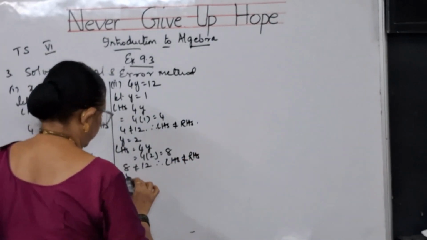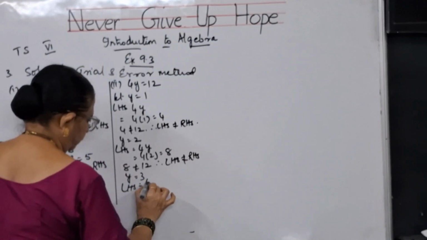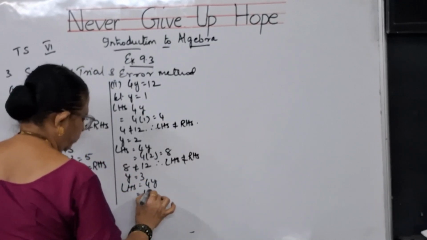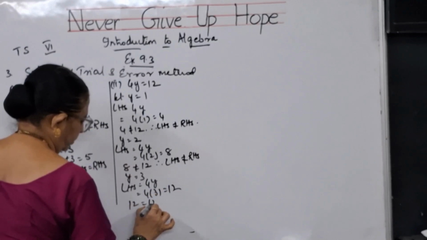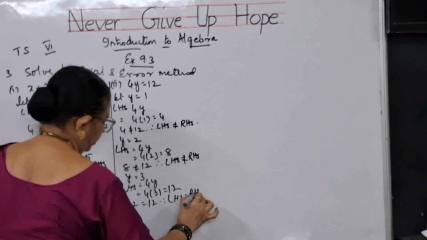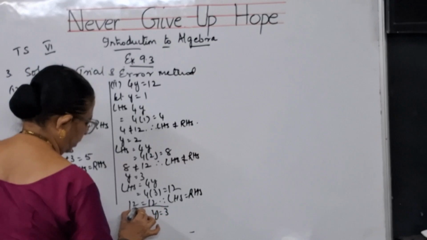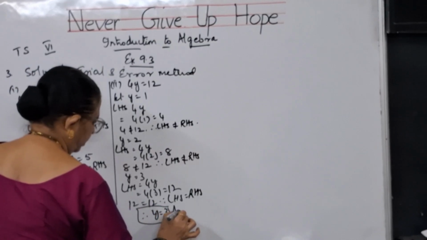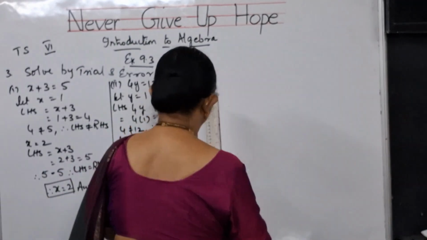Next, y is equal to 3. LHS 4y, 4 into 3, that is 12. So, 12 is equal to 12. Therefore, LHS is equal to RHS. So, y is equal to 3. This is the answer. This is second bit.